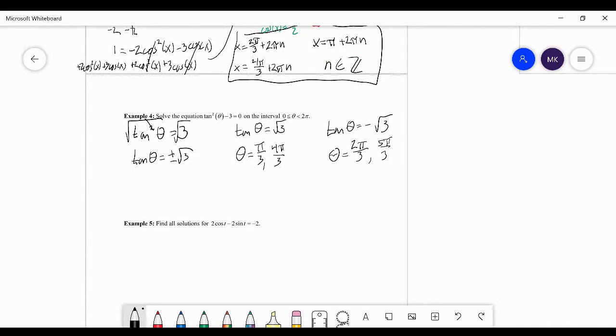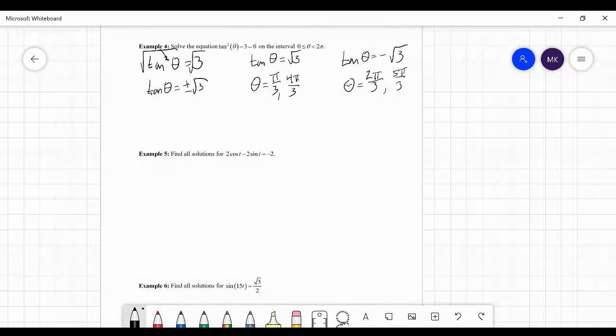Okay, so that one was pretty easy, right? But notice that because it wanted us within one full rotation and we're dealing with tangent, which has a period of pi, we actually got 4 solutions. If this was sine squared of theta minus 3 equals 0, we would only get 2 solutions within that rotation. Same with cosine. But because tangent has a period of pi, we got 2 solutions for positive root 3, and we got 2 solutions for negative root 3. So let's move on.